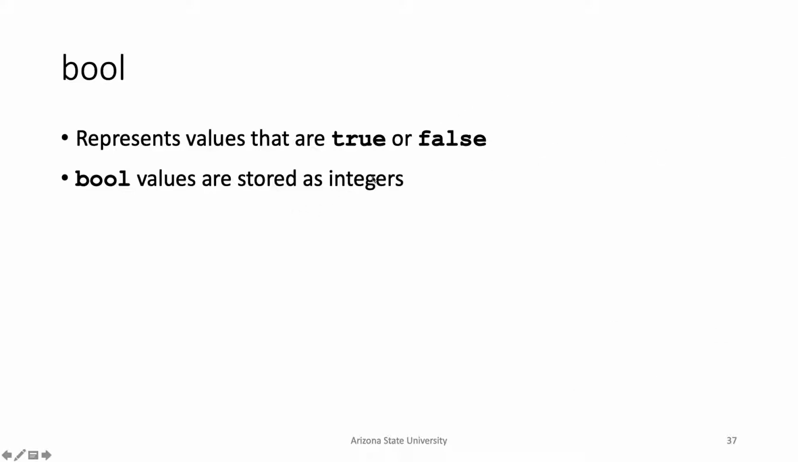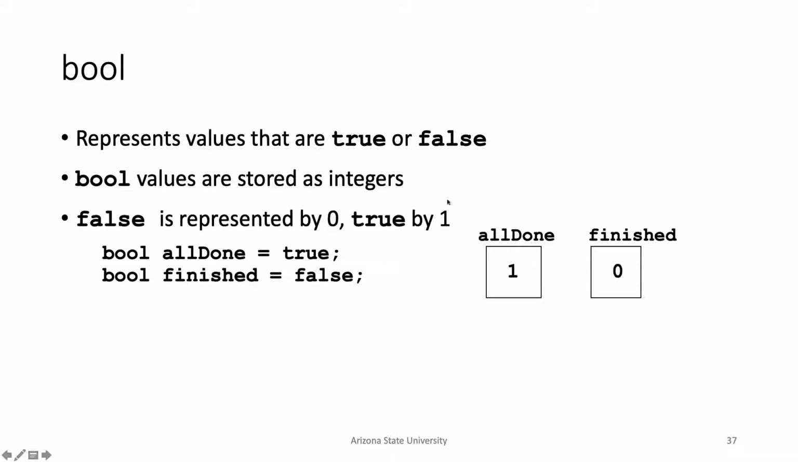So a bool is like a char. It's represented as an integer in the very same way. But in general, false is represented by 0 and true is represented by 1. This is not technically exact, because technically false is represented by 0 and true is represented by anything other than 0. But if you just say 1, that's enough.